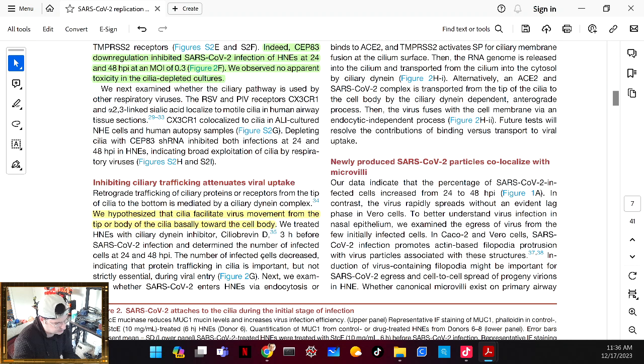So this one, they're just saying this is what we hypothesize, that the cilia facilitate virus movement from the tip or body of the cilia basally towards the cell body. So that's what we just talked about, this windshield wiper motion. They're hypothesizing that it allows the COVID to sort of roll down towards where it wants to go.